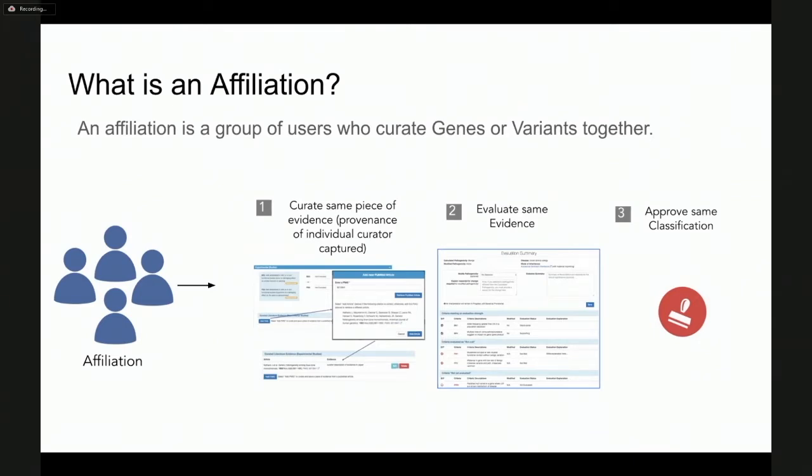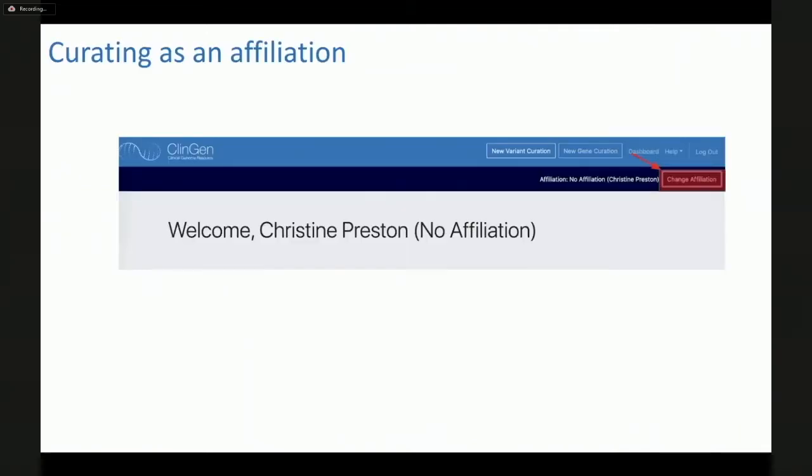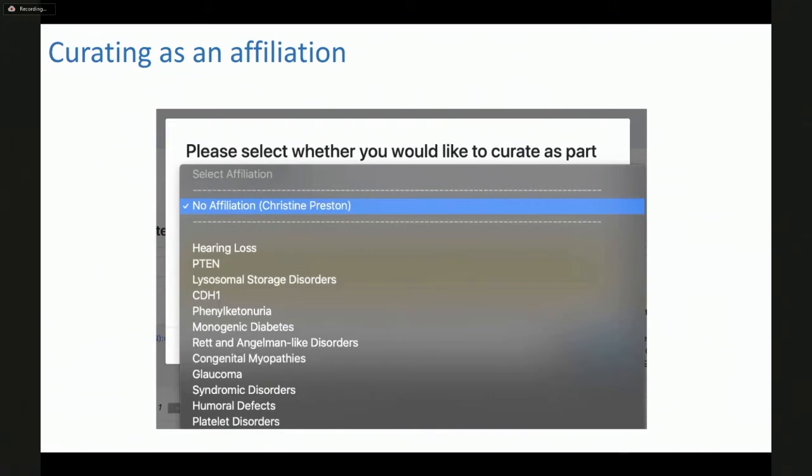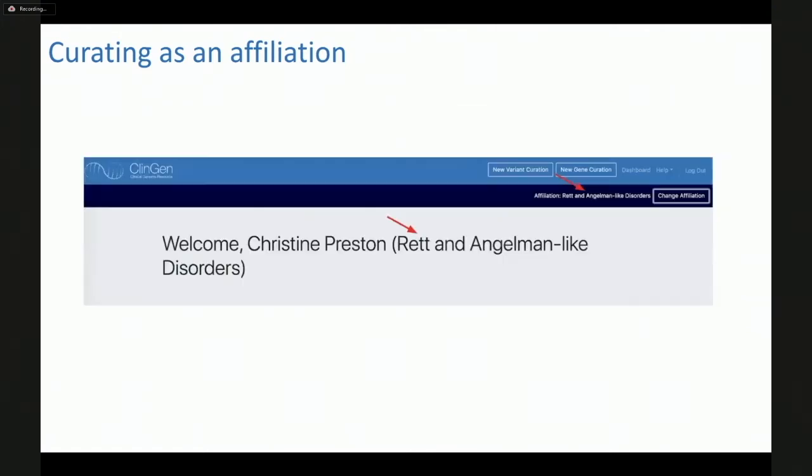GCI users must be part of a gene curation affiliation. But the VCI supports both ClinGen affiliations and also community group variant curation affiliations, and of course, individual use as well. If you're part of an affiliation, you can select to curate under that affiliation or as an individual at any time. And to change affiliations, just click on this Change Affiliation button shown here on the far right. You'll be shown a drop-down which lists all affiliations you are a part of, and you can select from this, and then that will appear once you return back to the dashboard and the main interfaces.